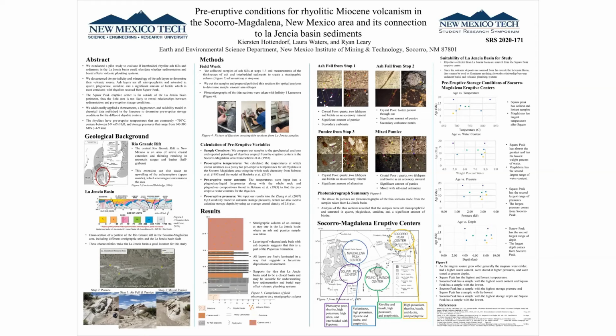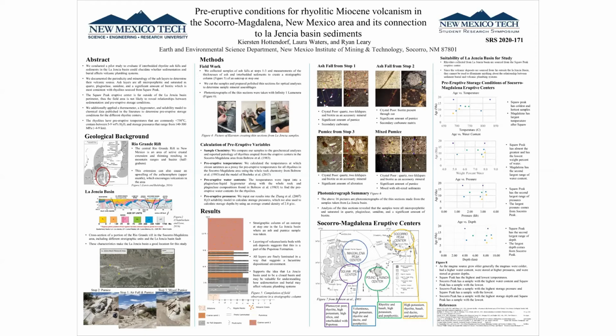In the picture at the bottom left of my poster, you can actually see the bright white lines are the rhyolites and the darker brown are the sediments. This is the interbedding that I was talking about. And from the data we collected in the field, we created a stratigraphic column, which is just to the right of that La Agencia Basin picture.